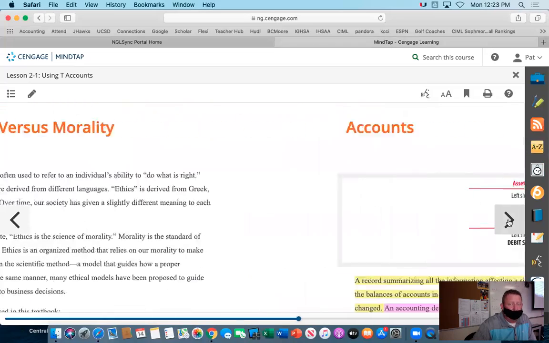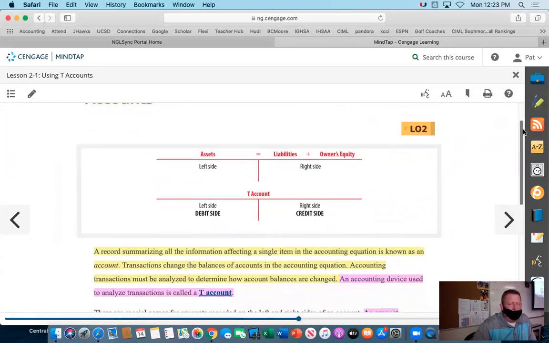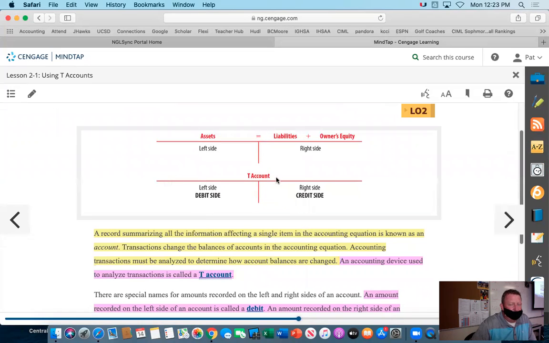It'll probably help you. You go to the third page, it says accounts. So when we have this T account, and again, what is an account? It's just a record. So like prepaid insurance is an account. Withdrawals is an account. Rent expense is an account, right? Cash is an account. So it's just a record summarizing information from transactions that involve that item. So what we're going to do is put the account name above this T account.